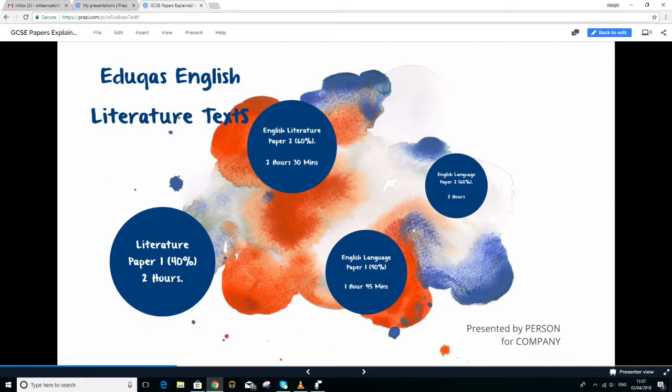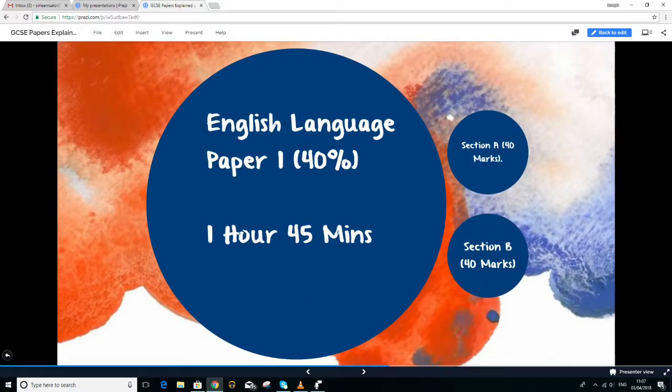And equally, if you're sat there going, well, I'm okay with the language, but I don't know the literature, use the language style questions to look at your literature texts. Okay. Now, your first English language paper is 40% of your marks. It's an hour and 45 minutes long.